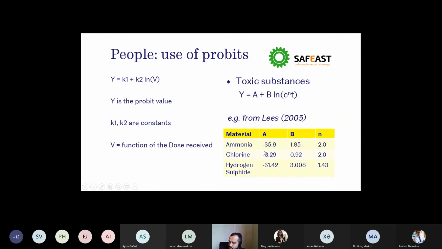So basically you can put these values here, and once you do your dispersion calculation, with a Gaussian model, let's say, you identify your concentration in ppm. Then based on this calculation, you understand if people are subject to this toxic release, how many of them could be dead.